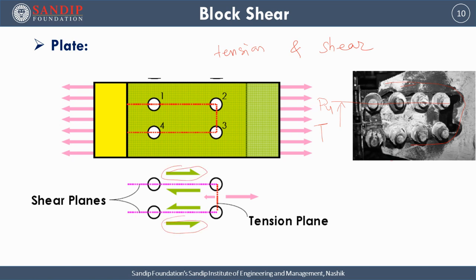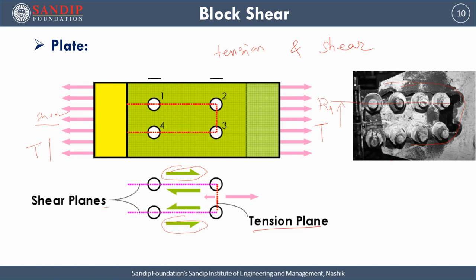Along the bolt line 1 2 3 4, in the direction of force, that is important. In the direction of force, shear will be there, and perpendicular to the force direction, tension will be there. So this you have to keep in mind. That's why perpendicular to the force direction, this bolt line is the tension plane, and in the direction of force, this is the shear plane.